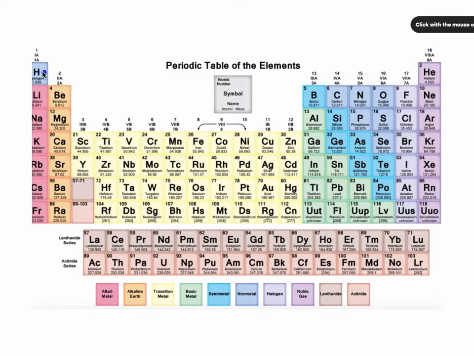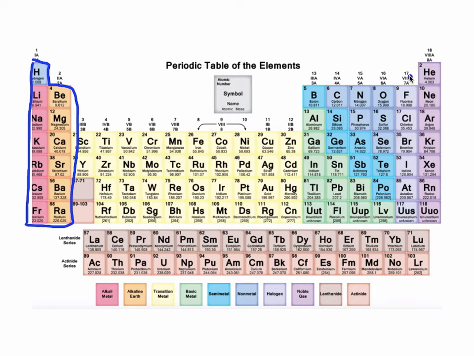On the periodic table, elements in these two columns, the alkali metals, alkaline earth metals, hydrogen, and helium, are said to be in the s block. This means that the last electrons in all of these elements live in an s-shaped orbital.